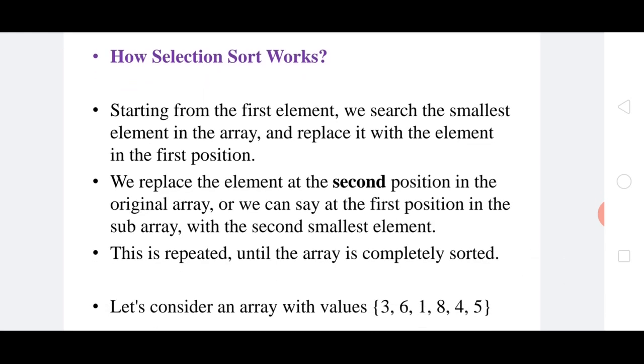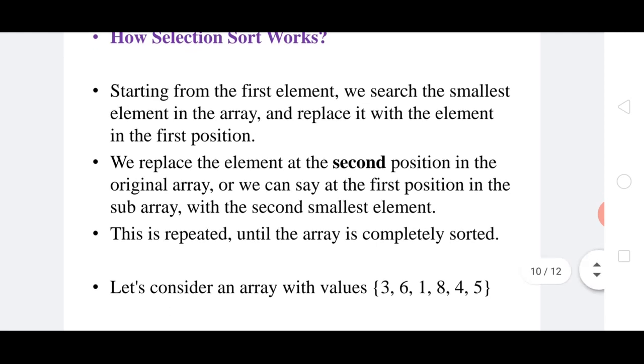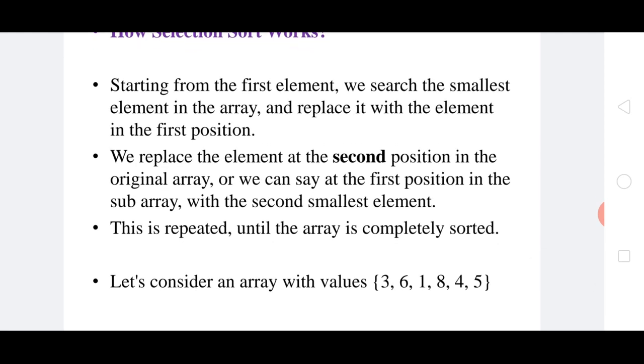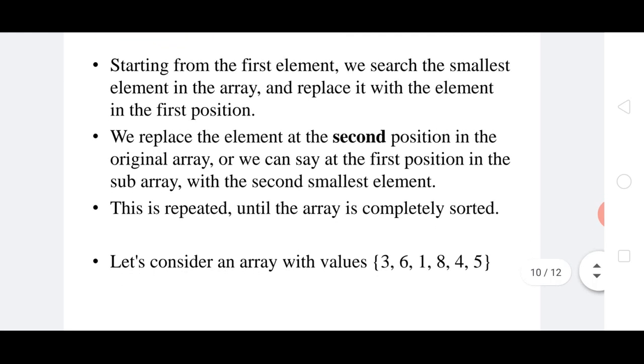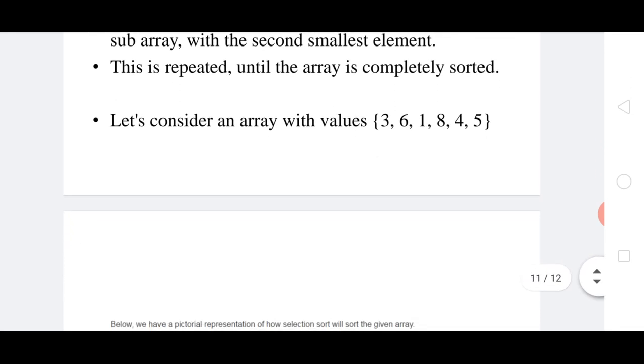We replace the element at the second position in the original array. We can say that the first position in the sub array with the second smallest element, as we seen in the previous example. This is repeated until array is completely sorted. Let's consider an array with values 3, 6, 1, 8, 4 and 5. These are the 6 number of elements.